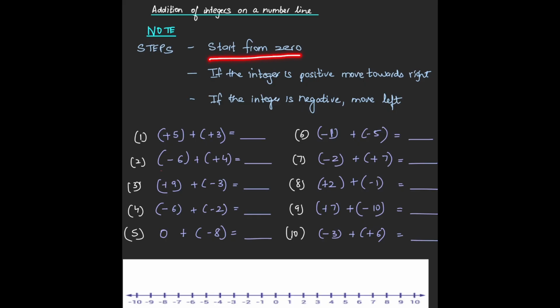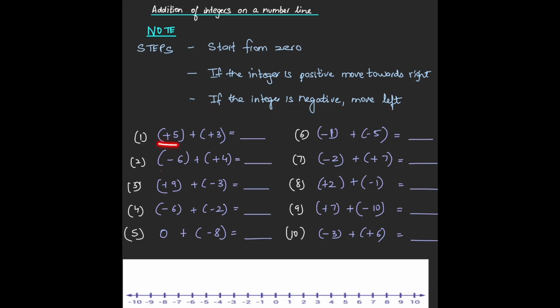Very first step is start from 0. That means you have to put your point on 0 on the number line. Look at this number line that I've given here. First, you have to start from 0. You have to place your pencil point or your pen, whatever you're using, on 0. If the integer is positive, move towards right. If the integer is negative, move left.